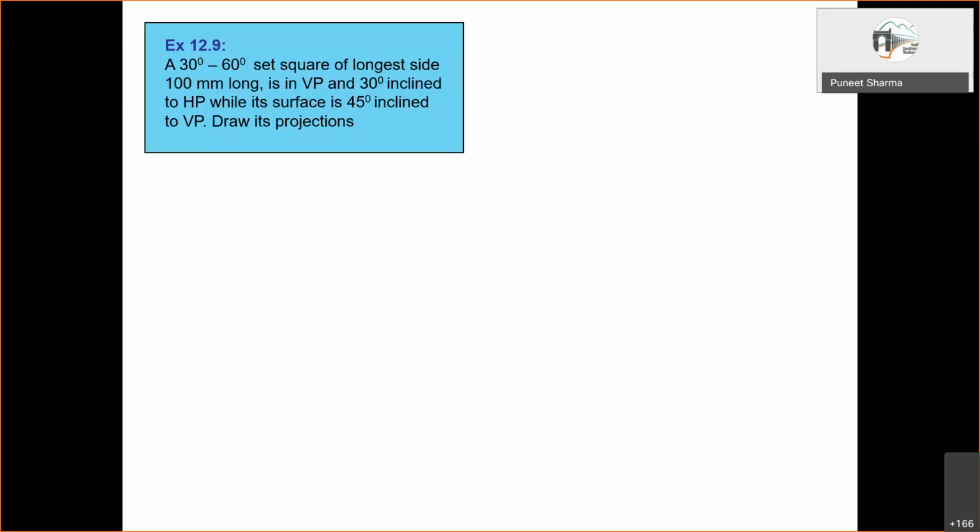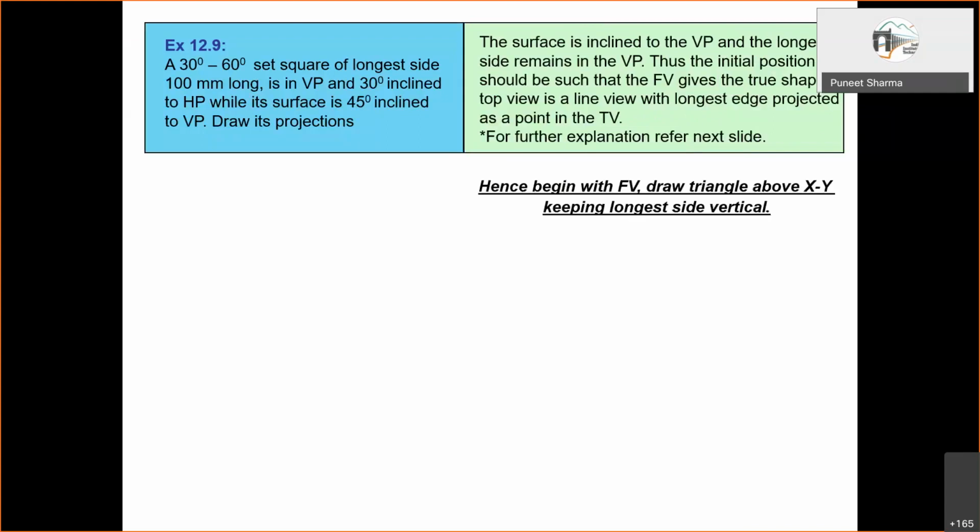It will be easier if the top view is a line view, right? If the top view is the line view, it is easier, as we discussed previously. So that is the second thing. And then in the last step, we have to obtain the inclination of the longer edge with the horizontal plane. Okay. So now we can have a look at the solution. These steps you can read up later if you need.